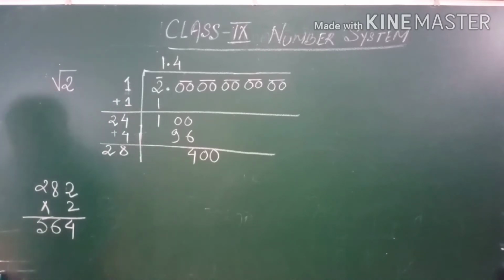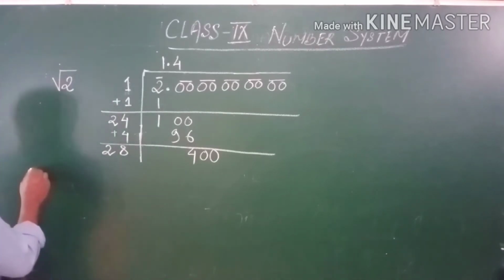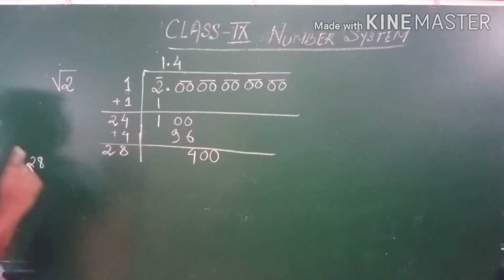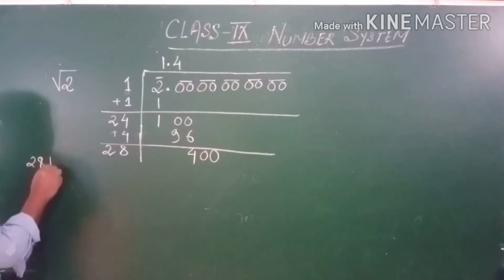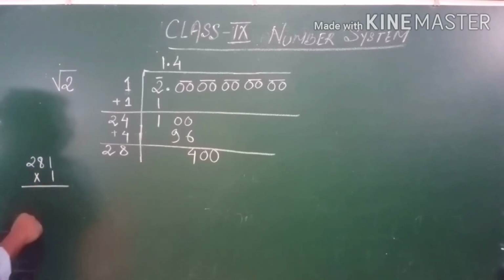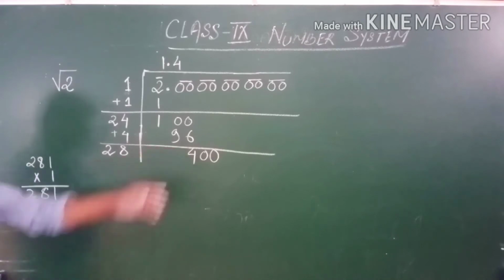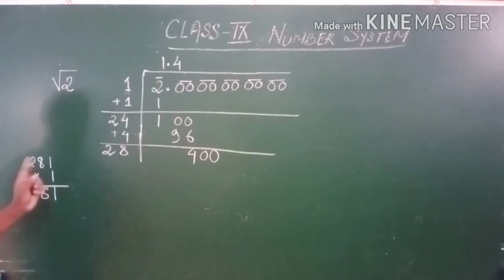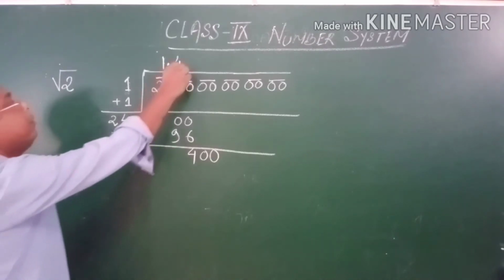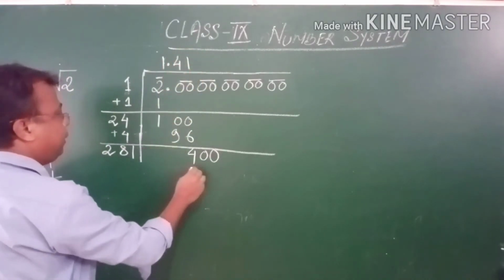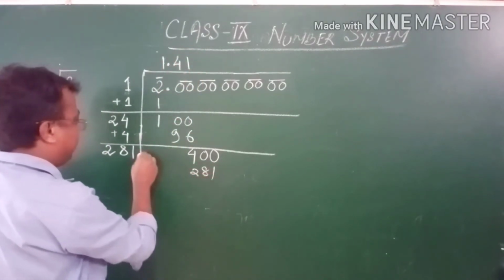So you can't take 2. Then what I will take? 28. Then what I have to take? Let us take 1. So 1 you have taken, that's why you have to multiply by what? 1 only. 1 1 is 1, 8, 251. Now it is less than 400 or not? Yes, I can take 1. So here you have to write 1 and here you have to write 281.